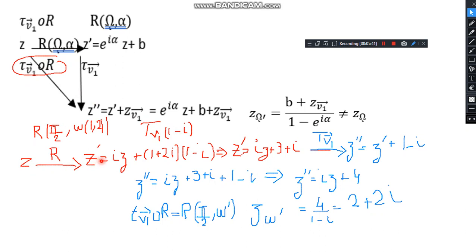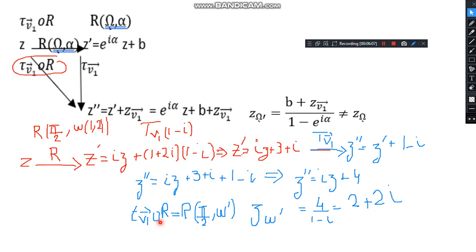Z will be Z prime, because angle pi over 2, IZ. I have the center, so it's B is ZW into 1 minus I. If you do it on calculator, you have this one. Then I want to do the translation. I have translation of vector V1. So Z double prime will be Z prime plus 1 minus I. But Z prime is IZ plus 3 plus I plus 1 minus I. You have this one in complex form.